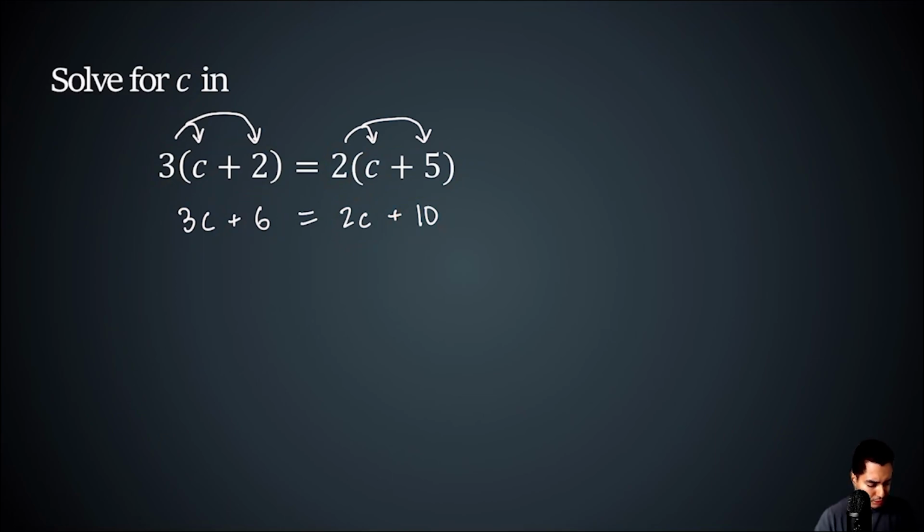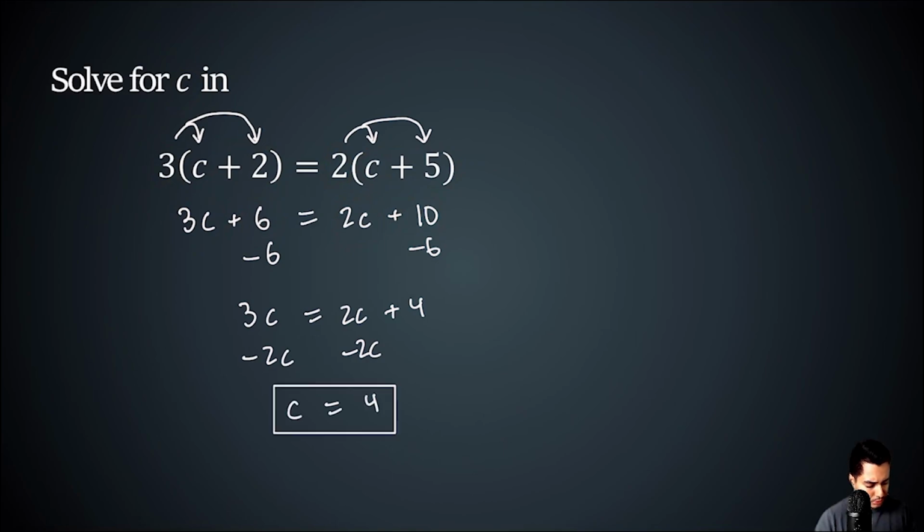So I'm going to start by subtracting 6 from both sides. Okay, and just rewriting this as 3c equals 2c plus 4. And then finally, we're going to subtract 2c from both sides here. And that's going to give us c is equal to 4.